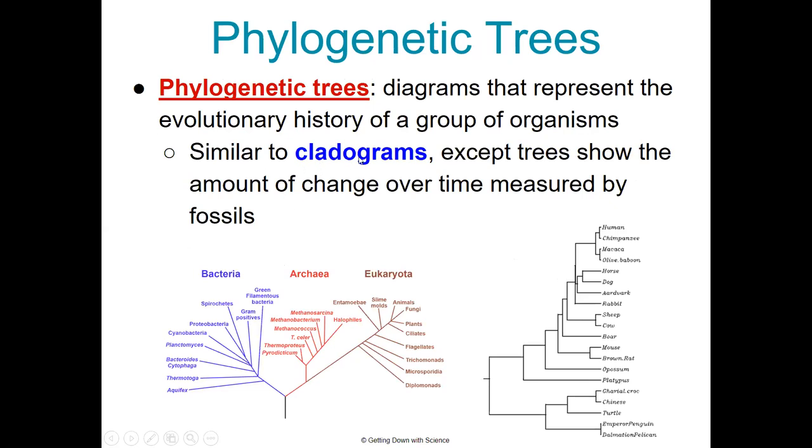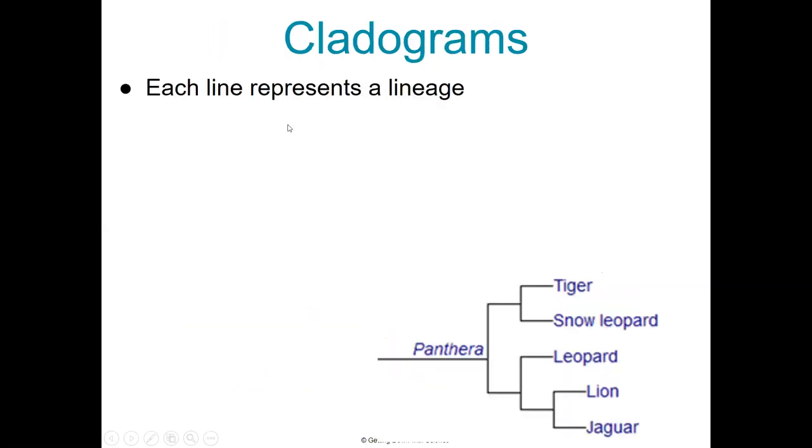So they're really similar to the concept of cladograms, except these trees are going to show the amount of change over time based on the fossil record. So this is not so much showing you how different characteristics came into play, which is what cladograms did. So in cladograms, each line is representing a specific lineage, and then each branching point is what we call a node.